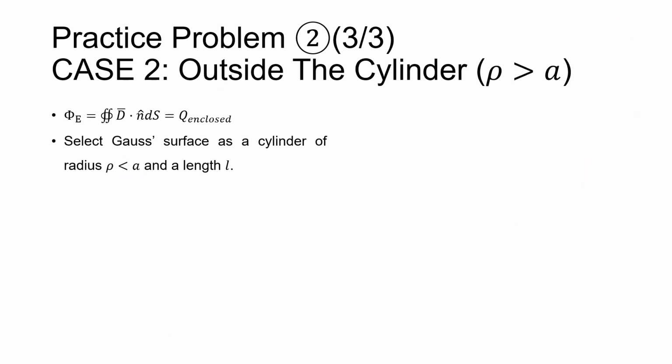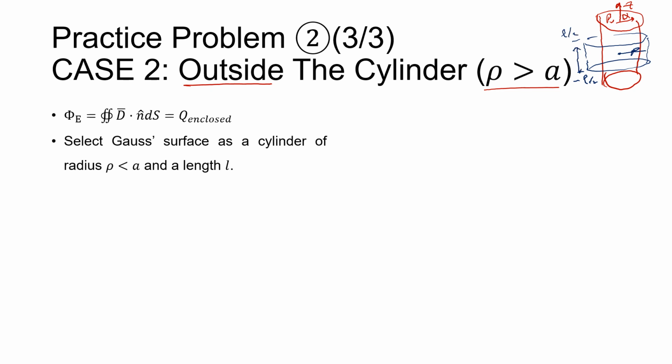We move to the second case, outside the cylinder, where your rho is more than a. This is your surface, the charge. This is z, this is a. You have rho v, and you are taking the Gauss surface as a cylinder with radius rho and height from minus L over 2 to L over 2. So the left hand side will be the same, no change, as we have done before.